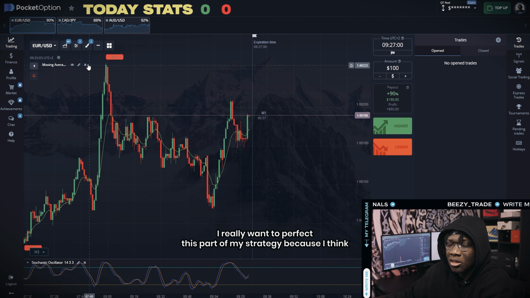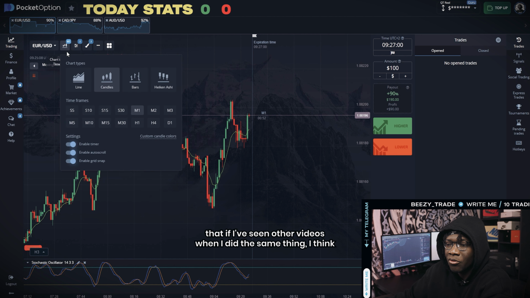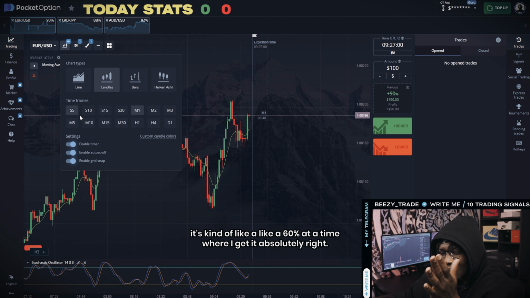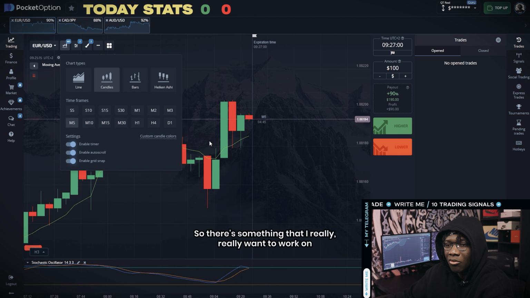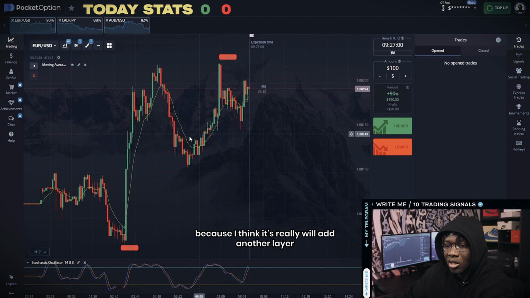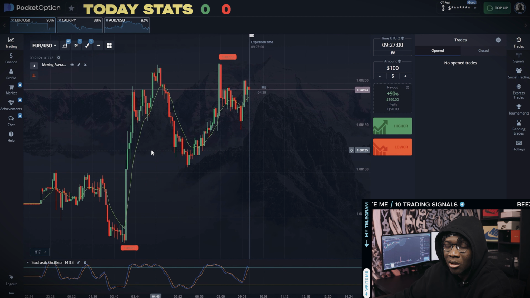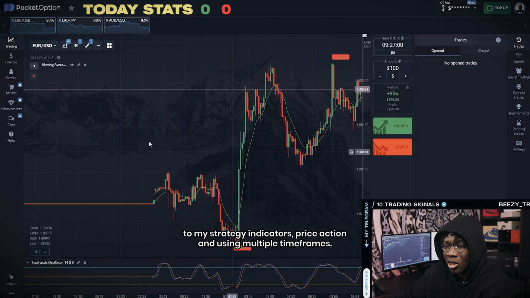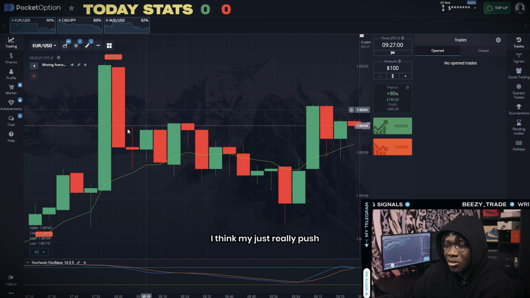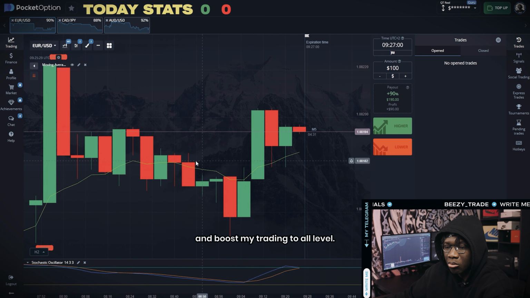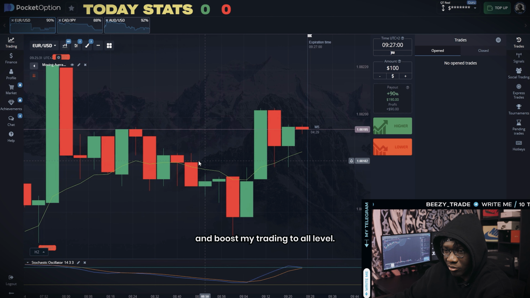I really want to perfect this part of my strategy, because if you've seen the other videos where I did the same thing, I think it's about 60% of the time that I get it absolutely right. So this is something that I really want to work on, because I think it will add another layer to my strategy with indicators, price action, and using multiple time frames. I think it might really push and boost my trading to another level.